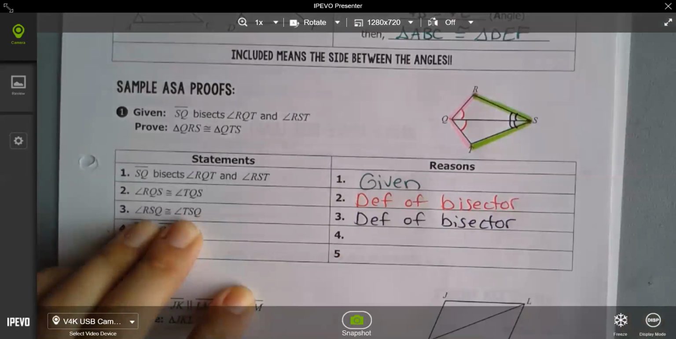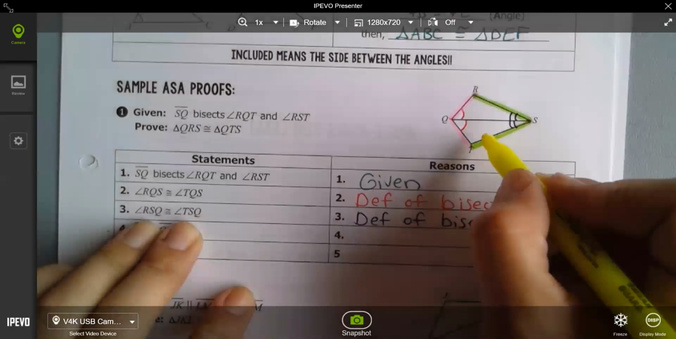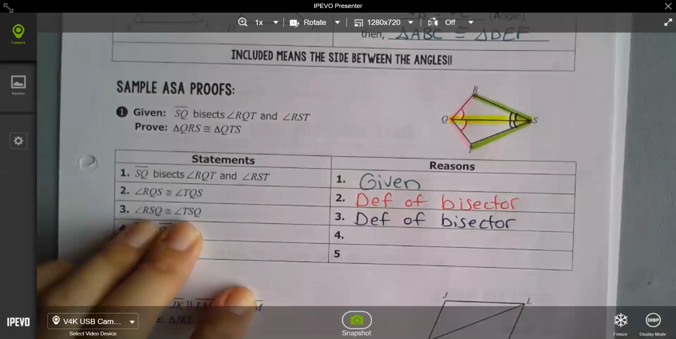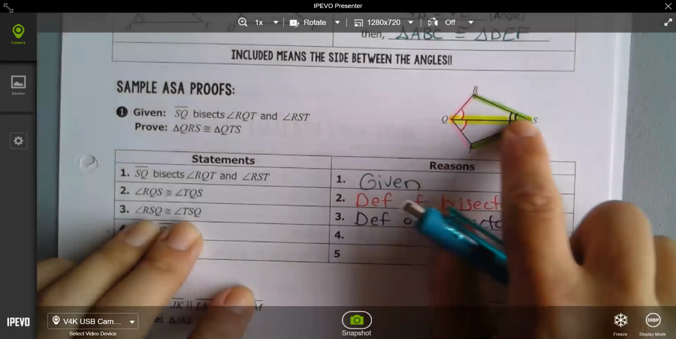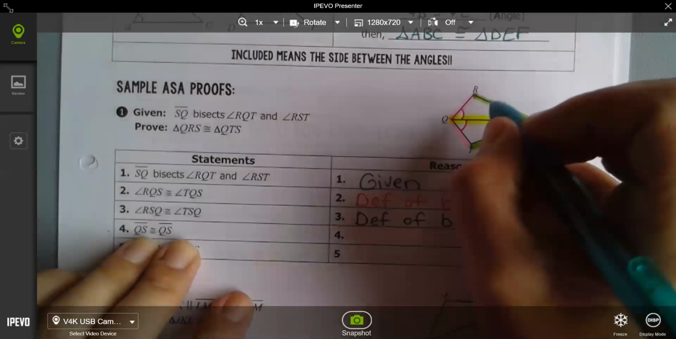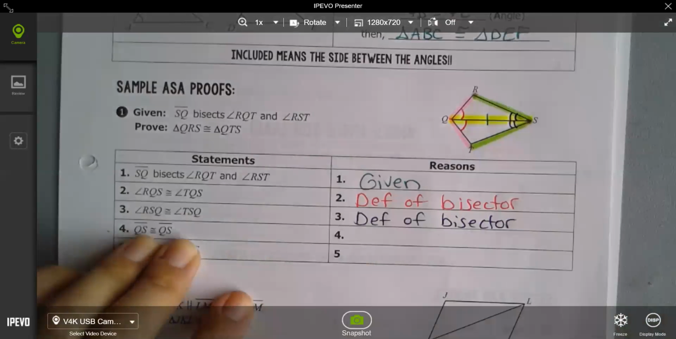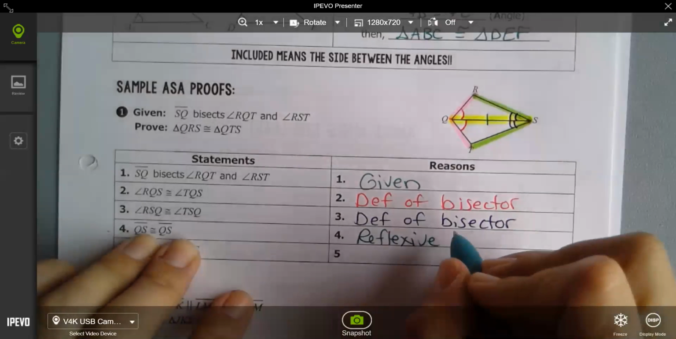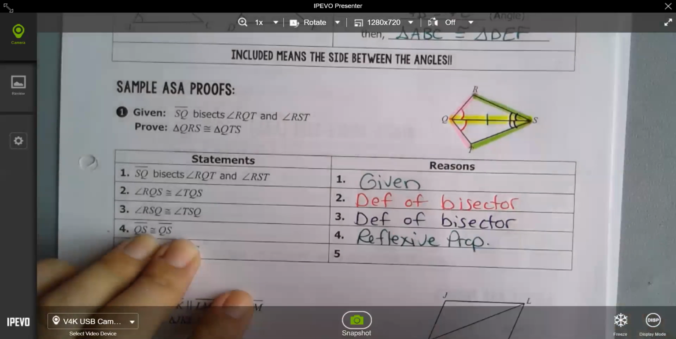Remember from yesterday, we were looking at when 2 triangles share the same side. That leads me to say that QS is congruent to QS. And do you remember the property? It is the reflexive property. So now that is enough information to say that my triangles are congruent.